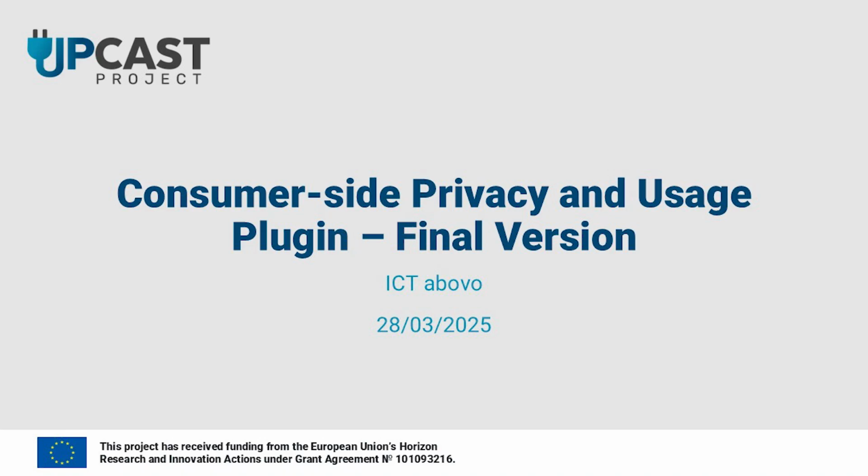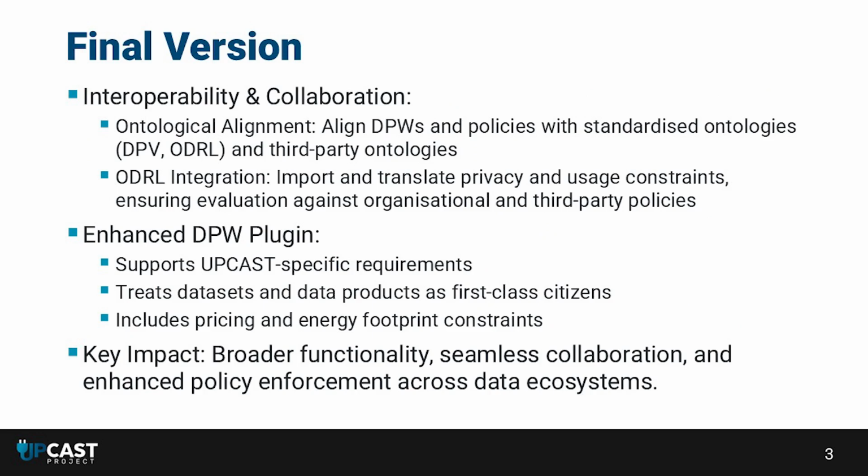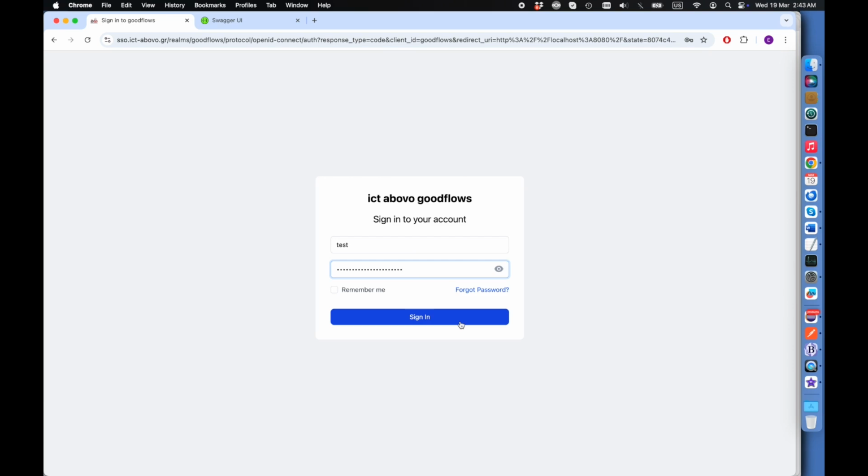Welcome to the demo of the Consumer-Side Privacy and Usage Control plugin. In the first version, we showed how consumer organizations specify internal policies, define data processing workflows, and resolve conflicts between user intentions and internal policies. The latest version brings major enhancements in interoperability and collaboration, alignment with DPV and ODRL standards, improved conflict resolution, and new features for handling datasets, pricing, and energy constraints during workflow specification.